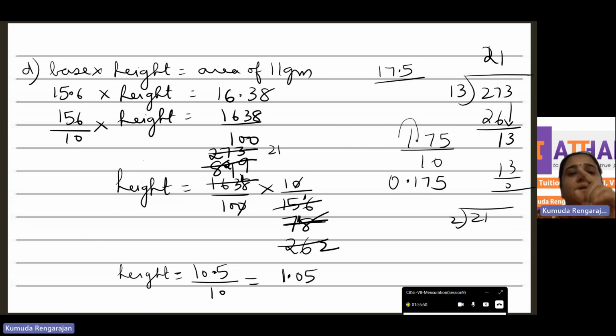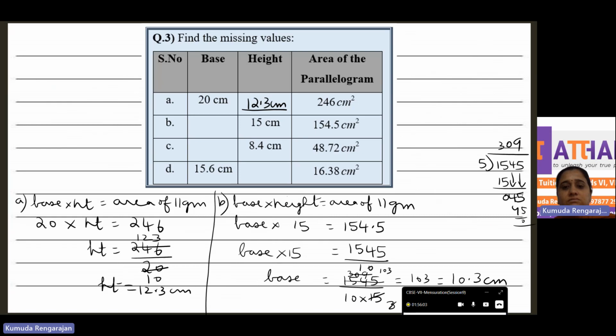So what did we do in the last step? We divided 21 by 2. And what did we get? 10.5. So 10.5 by 10, which is 1.05 centimeter.